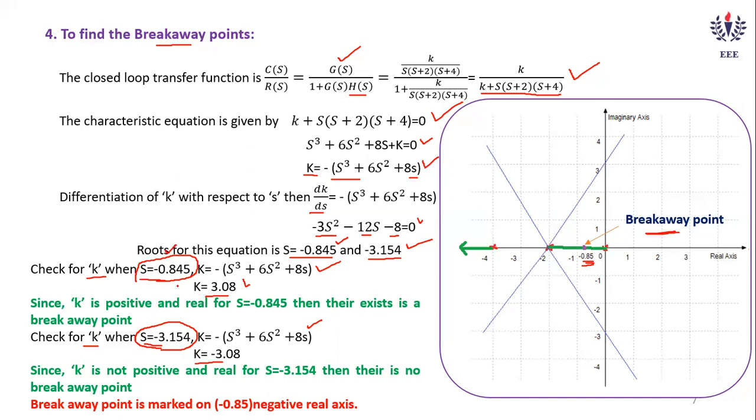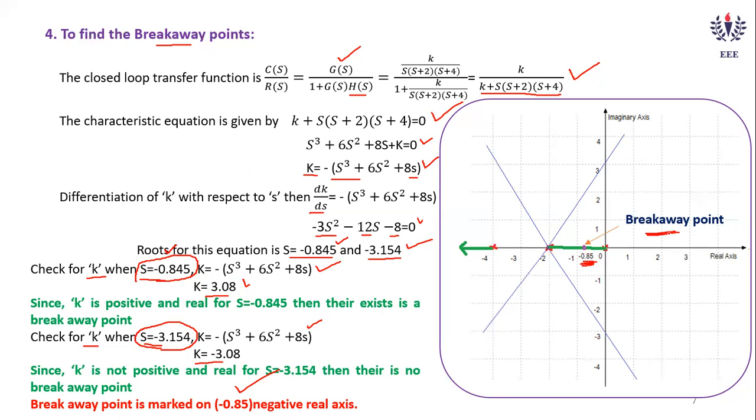That means there exists a breakaway point at this root. So now we have a breakaway point at minus 0.85 on the negative real axis. This is the breakaway point, minus 0.845. Right?